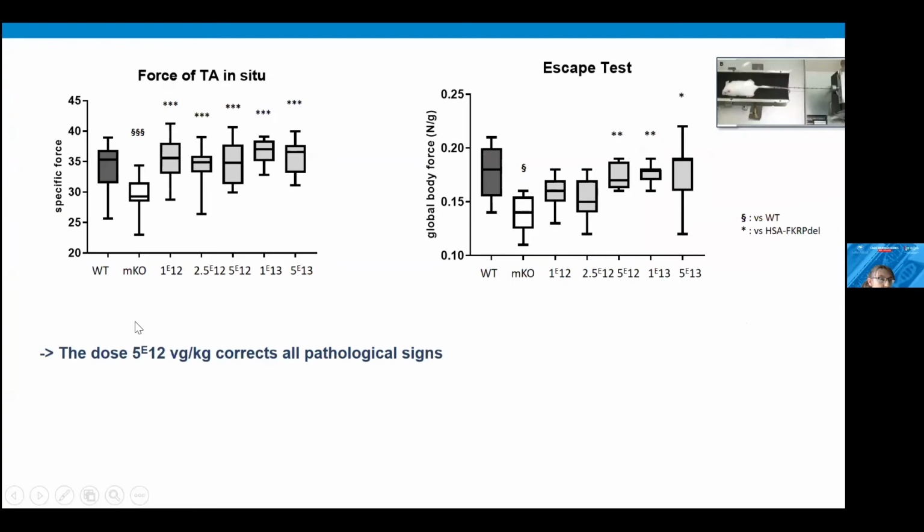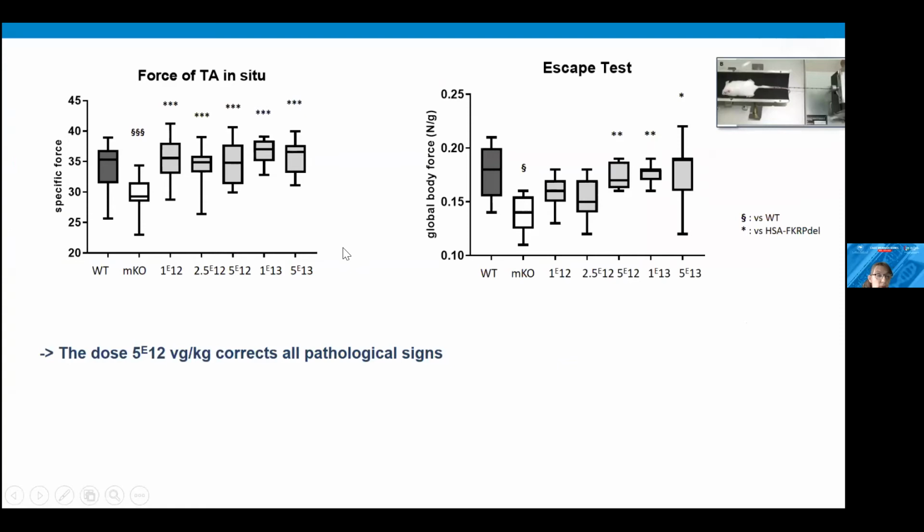This improvement also translates at the level of the force of the animal. So we have different means to measure the force. We can measure the force in an isolated muscle. We take the muscle and measure the force. And you can see here we have our model that decreases the force, and after gene transfer here, we have restoration of the force of the muscle.